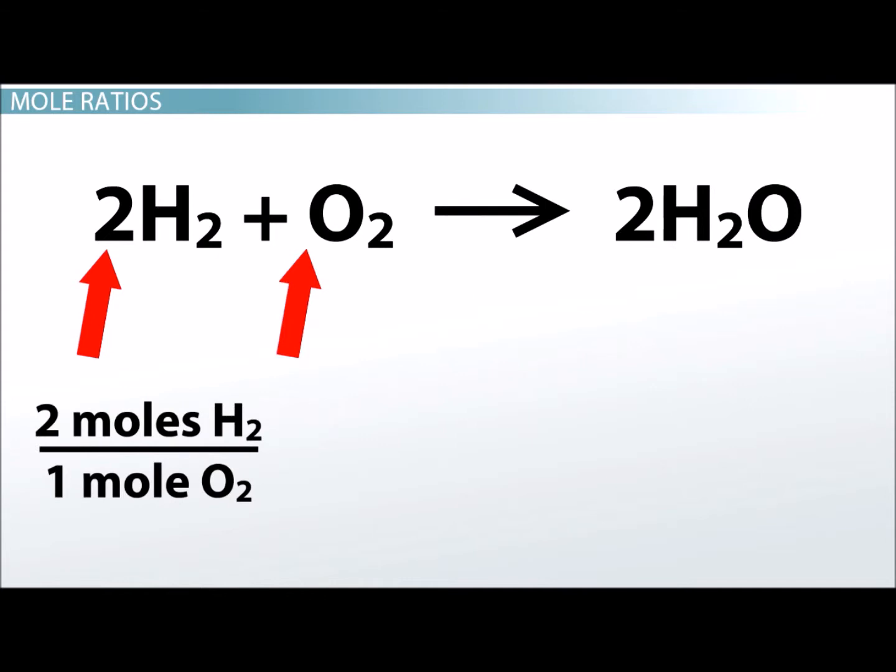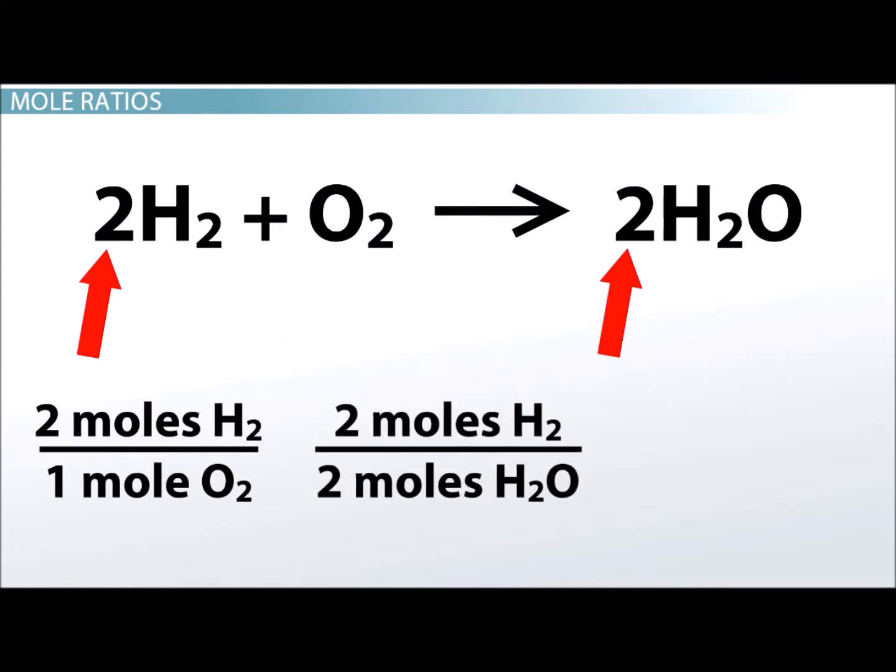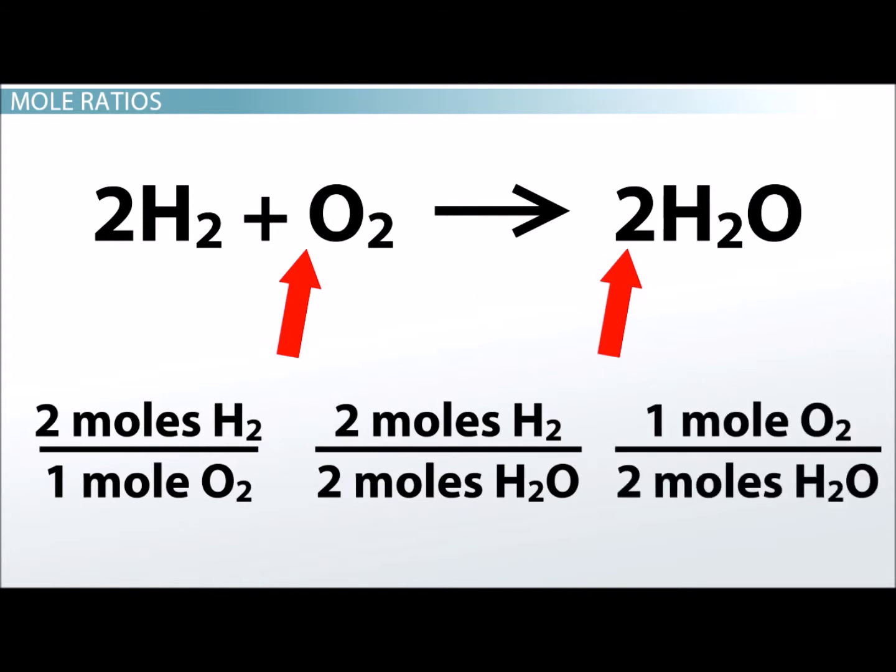There are 2 moles of H2 for every 1 mole O2. We will write the ratio as 2 moles H2 to 1 mole O2. There are 2 moles H2 for every 2 moles H2O. 2 moles H2 to 2 moles H2O. There is 1 mole O2 for every 2 moles H2O. 1 mole O2, 2 moles H2O. Why do we care about mole ratios so much?